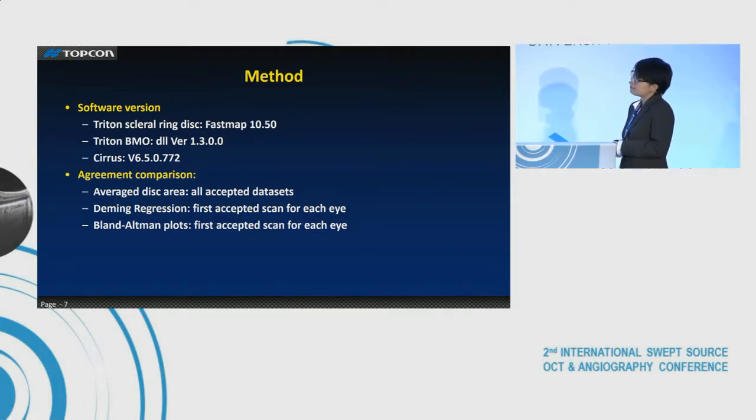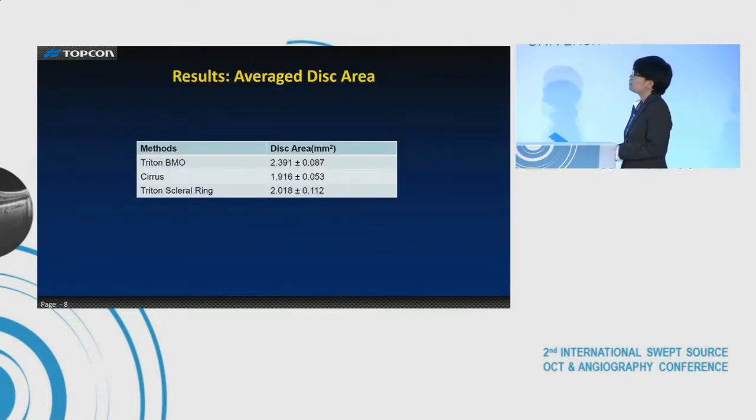To compare the agreement, we calculate the average disc area using all accepted datasets, and the Deming regression and Bland-Altman plots using the first accepted scan for each eye. Here's the result for the average disc area. As you can see, Triton BMO has the largest disc area, whereas Cirrus BMO has the smallest disc area. And Cirrus BMO is closer to Triton scleral ring than to Triton BMO.